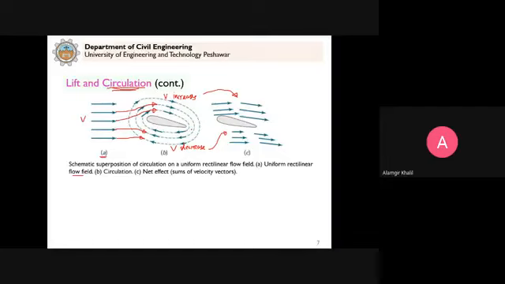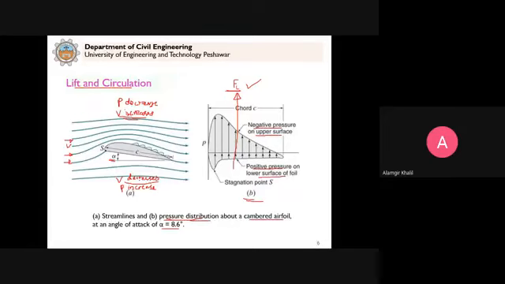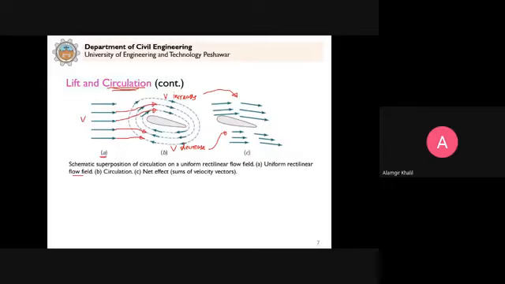Now the next question that we want to answer is that there is a circulation and there is a relative motion of the object and the fluid, and because of this, the velocity further increases at the top, and at the lower surface it decreases. It results in a difference of pressure at the top and bottom, and it gives rise to this force acting on the object. So the next question is, from where does this circulation come? We understand that the fluid approaches the body with a velocity v.